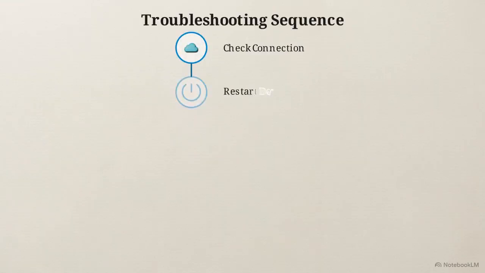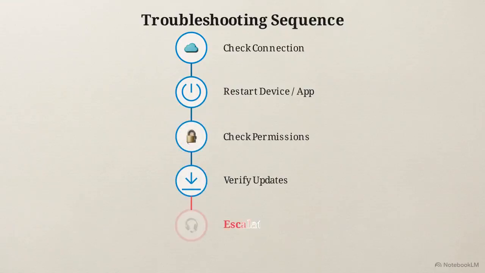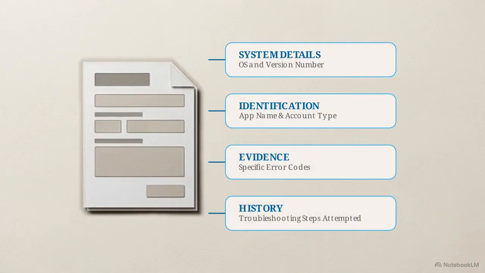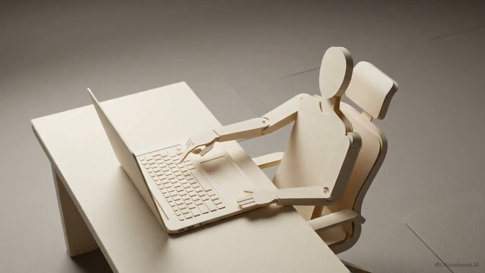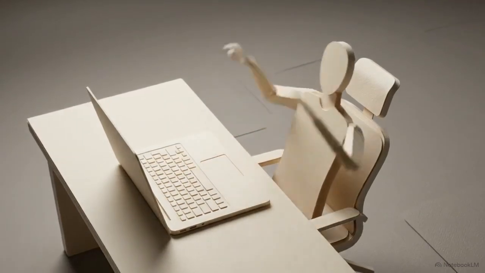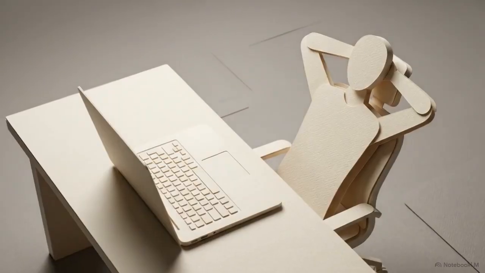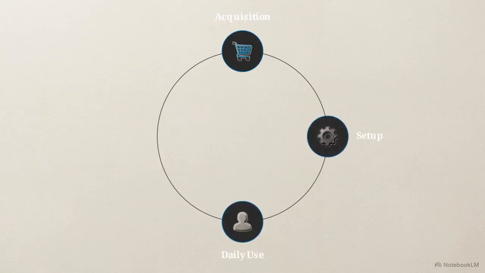Check your internet, reopen the app, restart your device, check permissions, and verify updates. If escalating to technical support, they need details like your operating system version, error codes, and steps already attempted. Moving through errors methodically saves you time and helps you get back to work without making unnecessary changes to your device. The software lifecycle connects every step of our digital experience, from acquisition and setup to daily use and long-term maintenance, into one continuous journey.